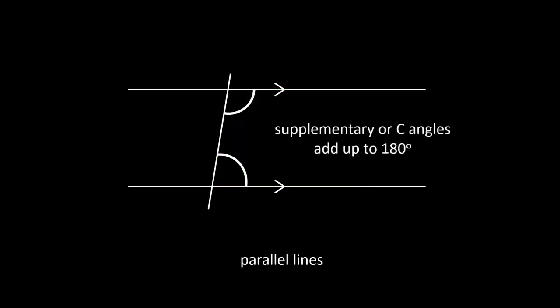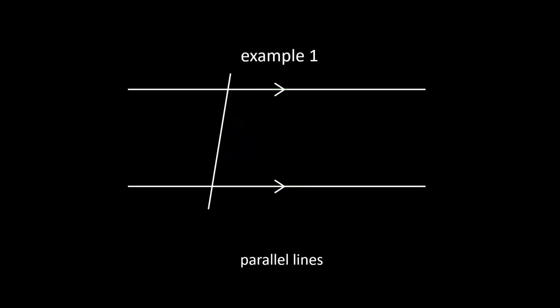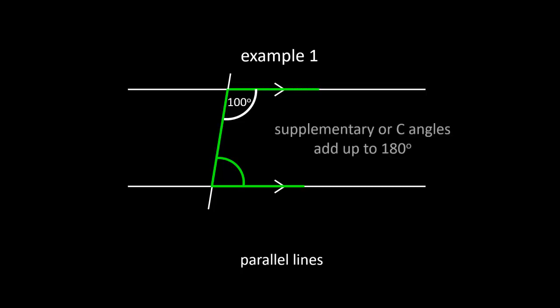So let's have a look at an example. If that one up there is 100 and they asked us to find that green one, we would say, okay, they add up to 180 because we've got that letter C shape like that. So the bottom one must be 180, take away 100, which is 80.